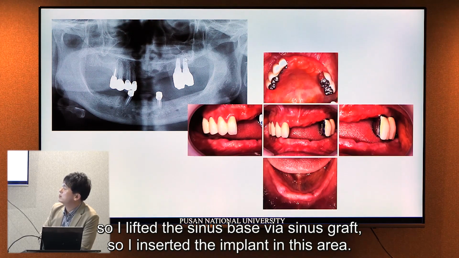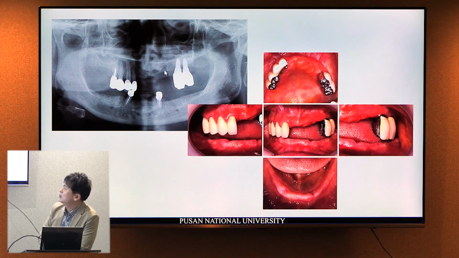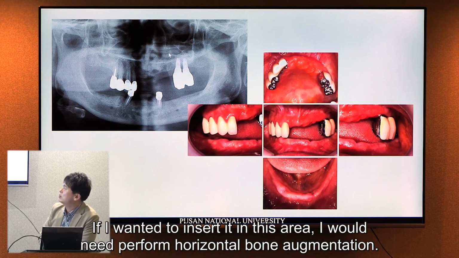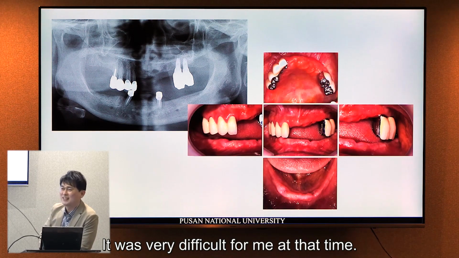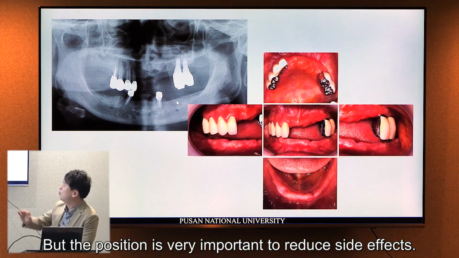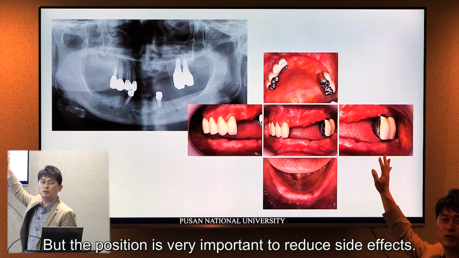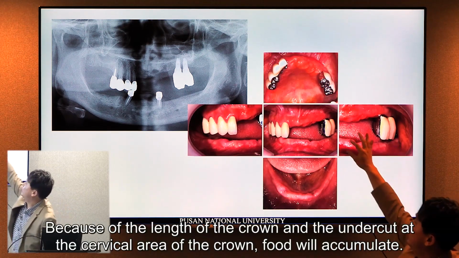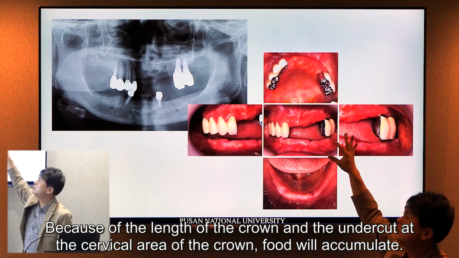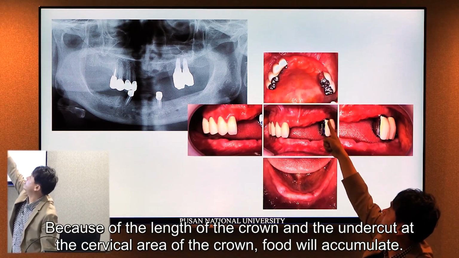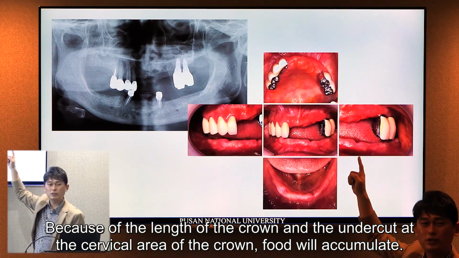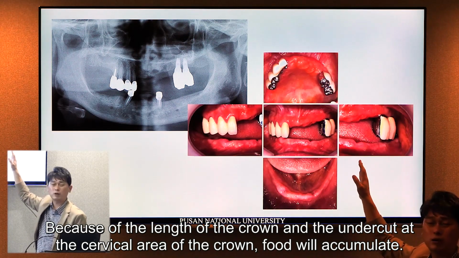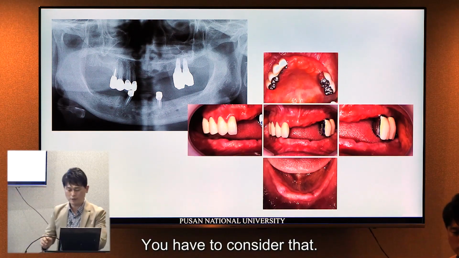So at that time, I lifted the sinus base and then did sinus grafting and then inserted the implant in this area. If I wanted to insert in this area, I needed to do the horizontal bone augmentation. So it was very difficult for me. But the position is very important to reduce the side effects. Because of the ranks of the crown and the undercut area of the cervical area of the crown, food accumulation would occur. So you have to consider that.